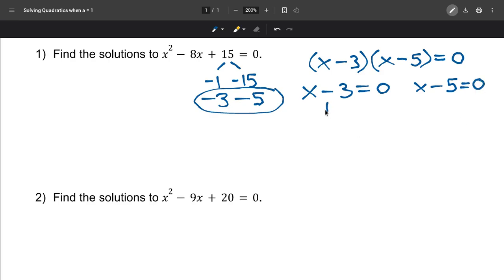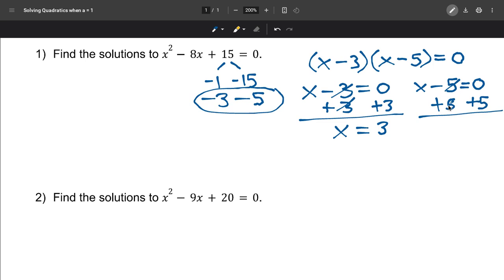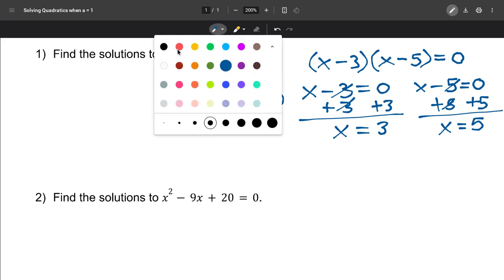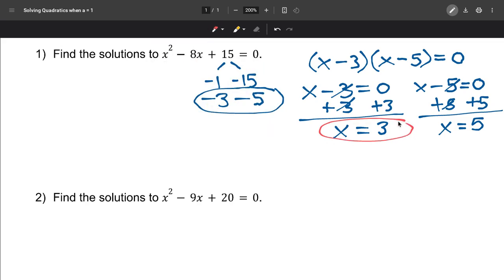Okay, so I'm going to add 3 to both sides here. Three minus 3 is 0, so we get x equals 3. Here I'm going to add 5 to both sides. Five minus 5 is 0, so I get x equals 5. So my two solutions here are x equals 3 and x equals 5.